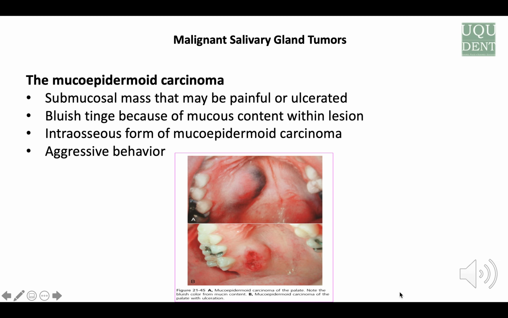The malignant salivary gland tumors include the mucoepidermoid carcinoma. It's a submucosal mass that may be painful or ulcerated. We are talking about the malignant ones. So the malignant is usually painful, ulcerated, has a bluish color, sometimes red, and has mucus content. It can go intraosseous from the mucoepidermoid carcinoma. It has an aggressive behavior.